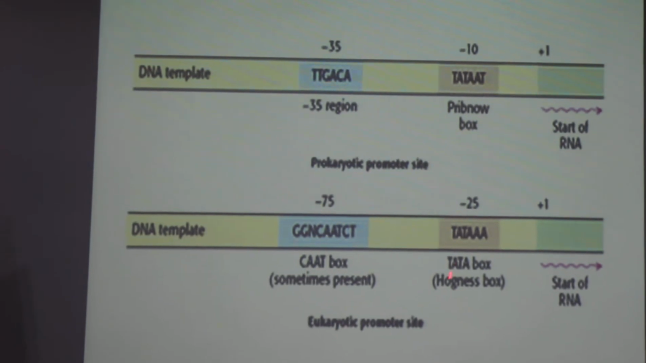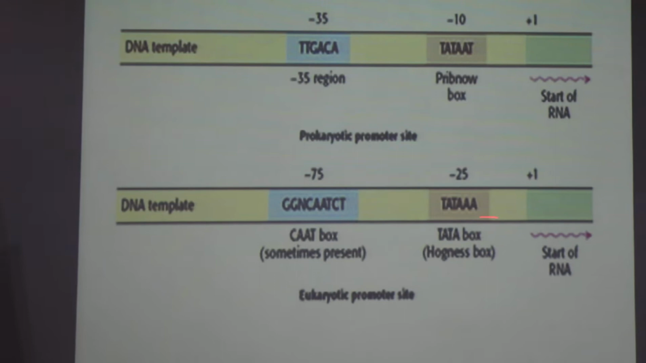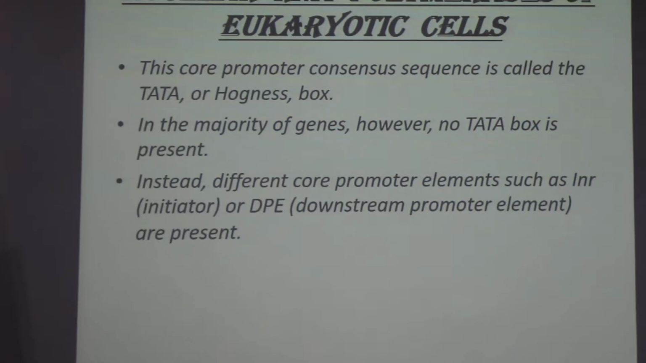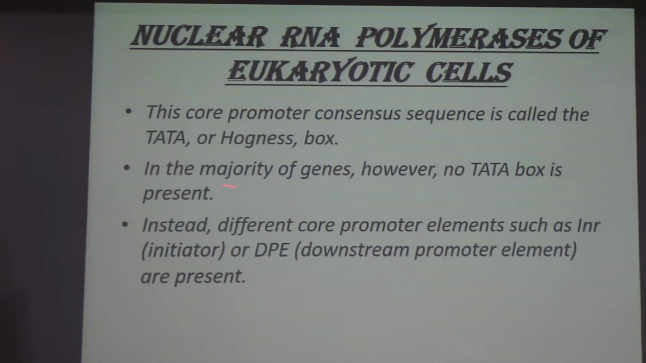In a eukaryotic organism, there is a TATA box at minus 25 upstream, and the name of the box is the Hogness box. So the core promoter sequence is called a TATA box or Hogness box.